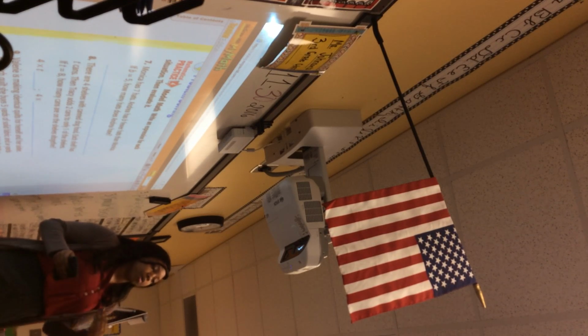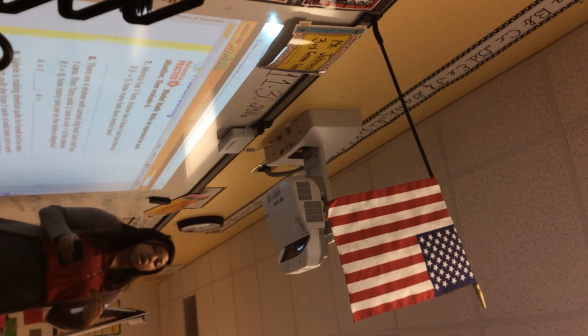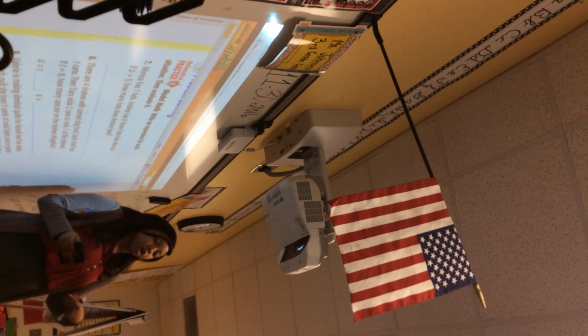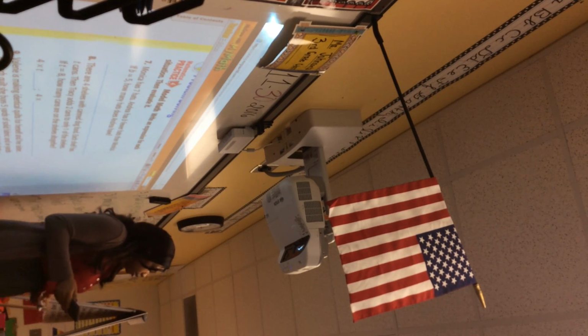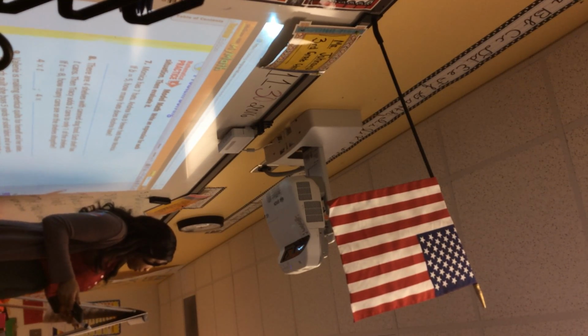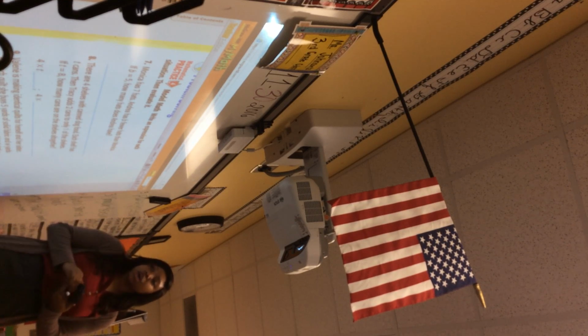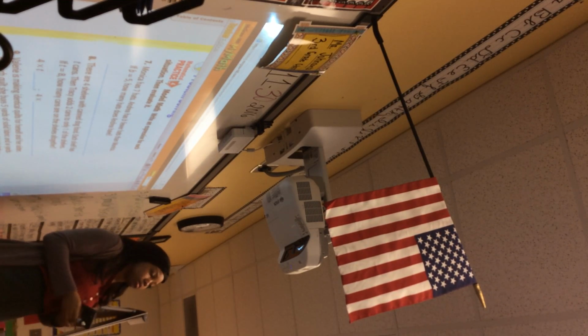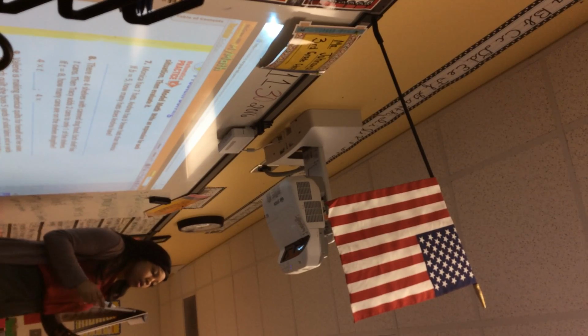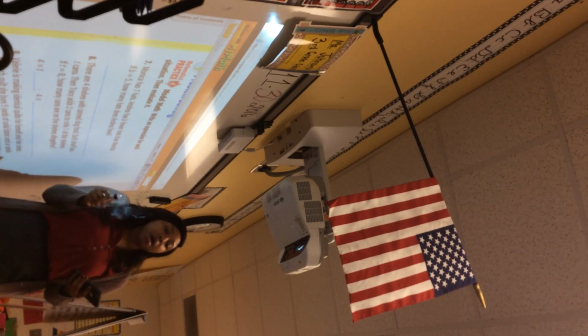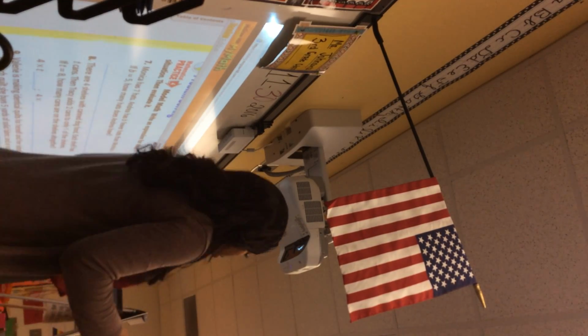This is a word problem. Who can raise their hand and tell me what strategy we use when we have word problems in math? Gerald, I would like to hear from you. We use ROPES. Excellent. So what is the first step to ROPES? Read the problem. So we just read the problem.